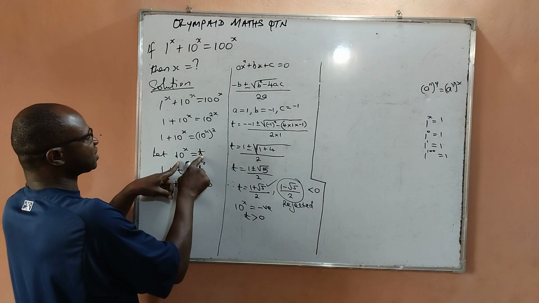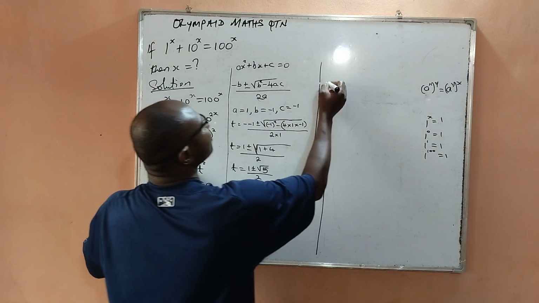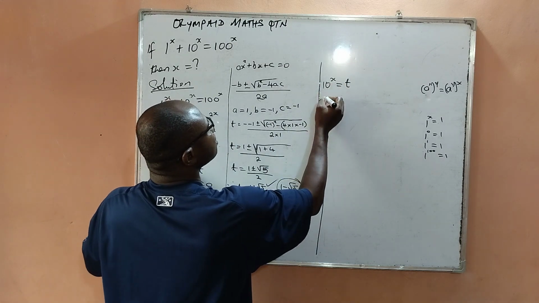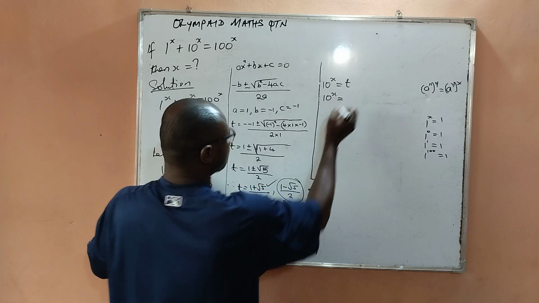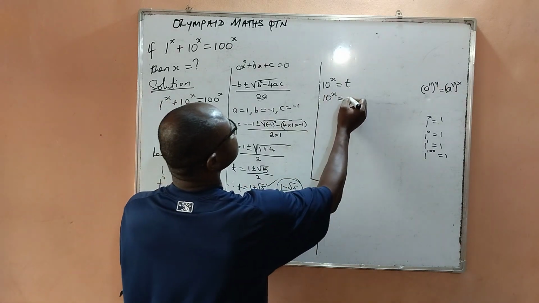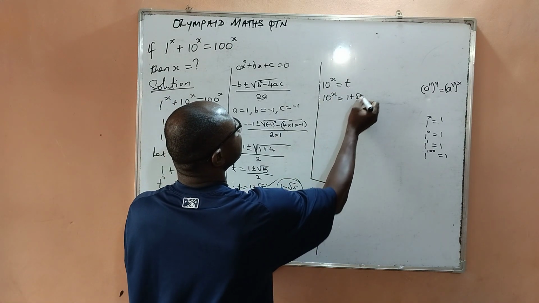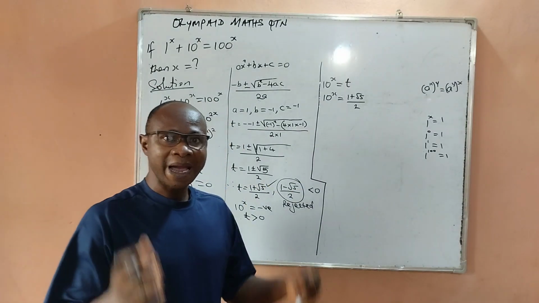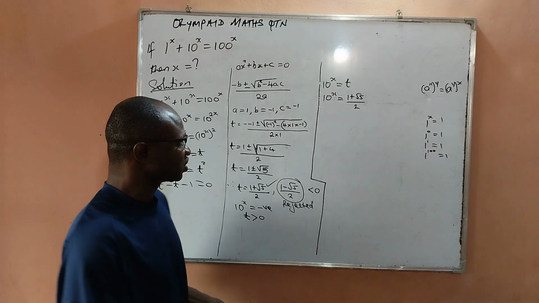So we have taken the value of t that is greater than 0. So we are going to replace the value of t to continue from 10 raised to power x equal to t. Now, t is a positive one, which is 1 plus root 5 all over 2. We continue with this in order to get the actual value of x.